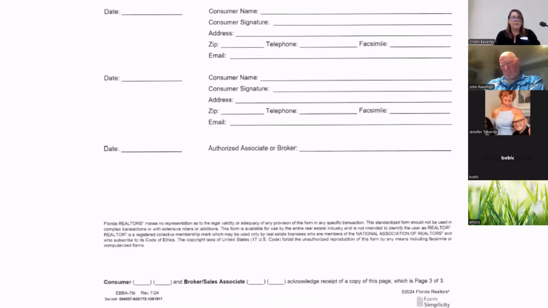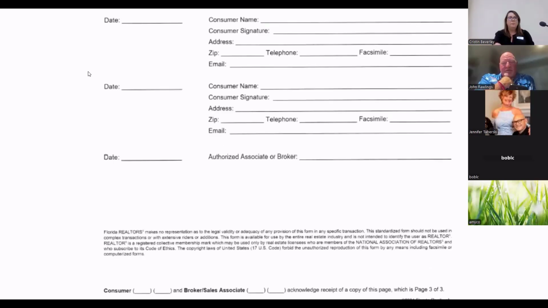All right, and then you just have the customer name, signature, date, area, and of course you're going to initial the bottom. All right, it is 11:05, so we are back.